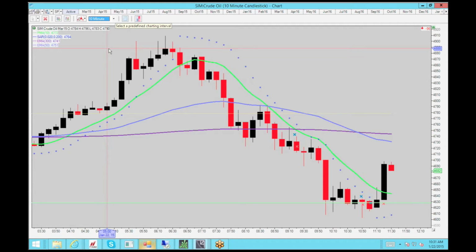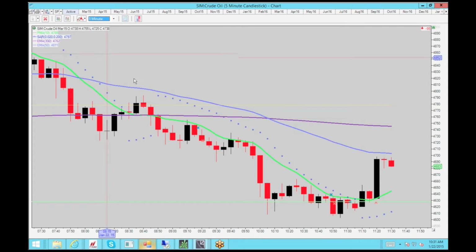10-minute, 15. Sometimes Dave likes to look at 10 and 15-minute time frames. You can see here again, turn by here. Dave liked it at 15. This is where Dave kept saying this was going to be probably the low of those bands, the 15 there. And then here's our 5-minute.